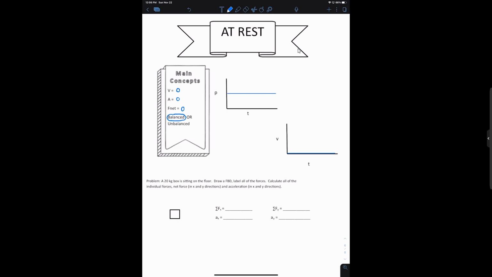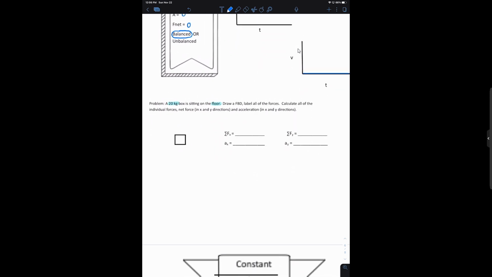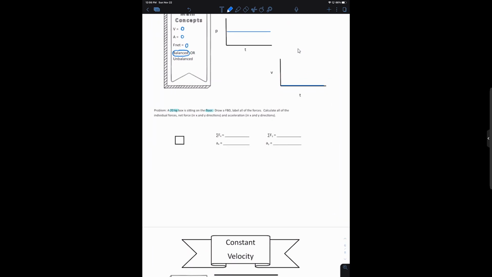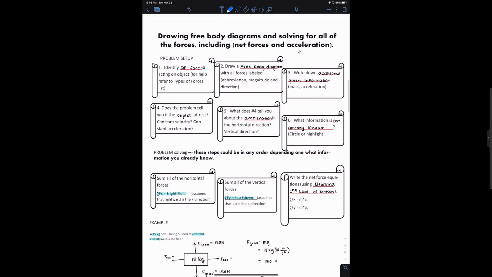Okay, so let's do an example. We've got the problem of a 20 kilogram box sitting on a floor. And we're going to draw the free body diagram. And we're going to label our forces. We're going to calculate all the forces that we can find, all of our net forces, and any acceleration. So let's go back using our steps from before. So I have out that earlier page that has all of my steps on it. So if you have that still accessible in your packet, which is page 31, you might want to be able to kind of flip back and forth just in case.